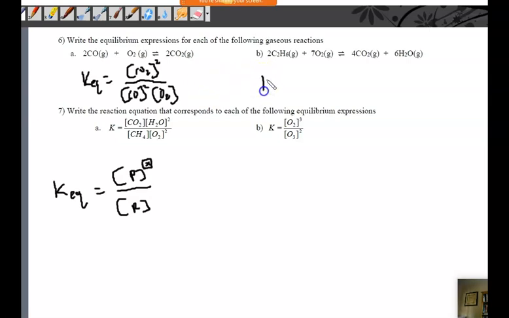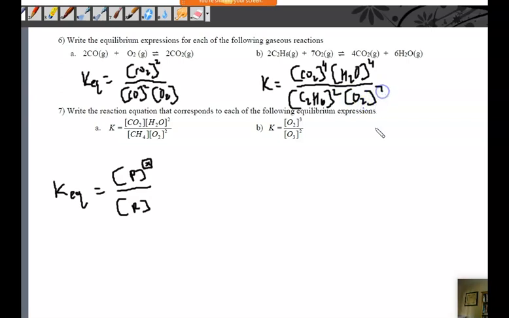Any questions? No. And then for this one, you would have CO2 to the 4th power times H2O to the 4th power divided by C2H6, which is ethane, squared times oxygen to the 7th power. Okay?